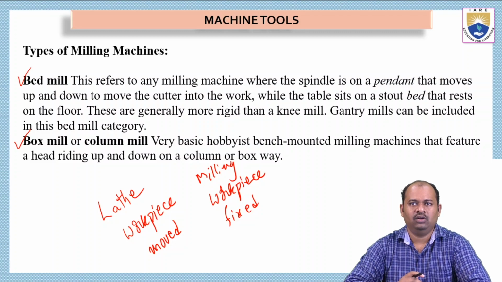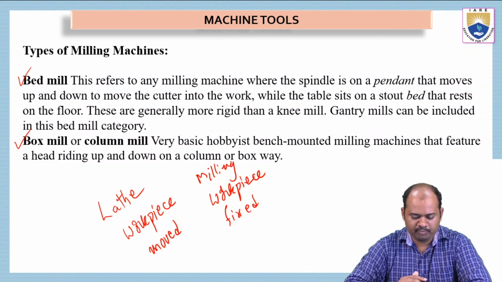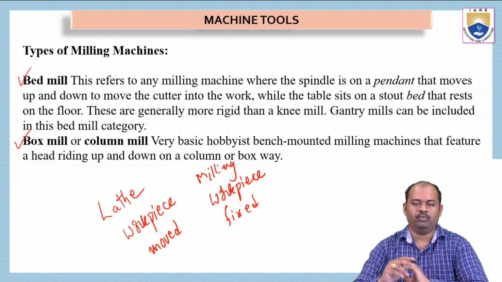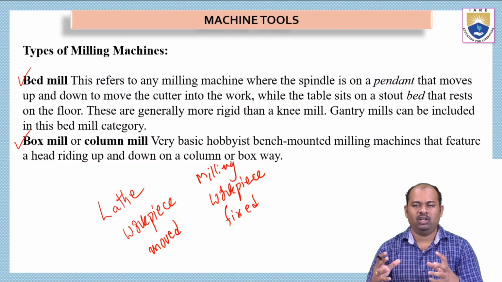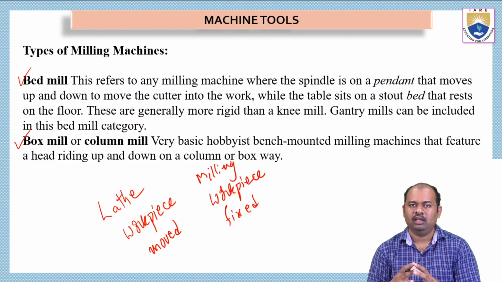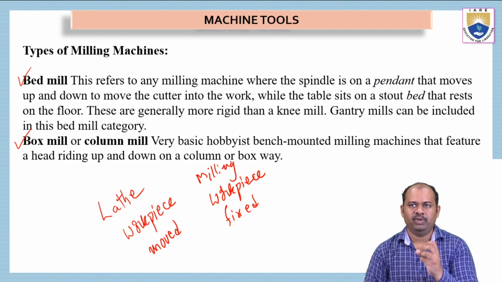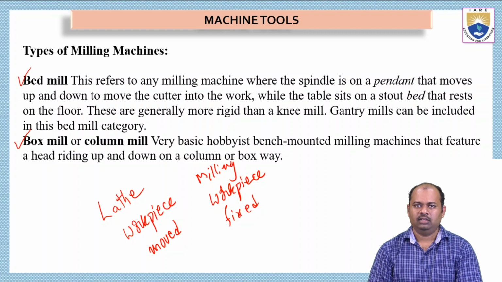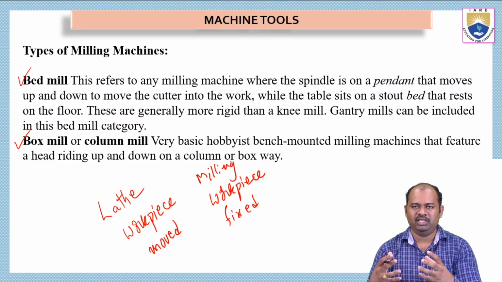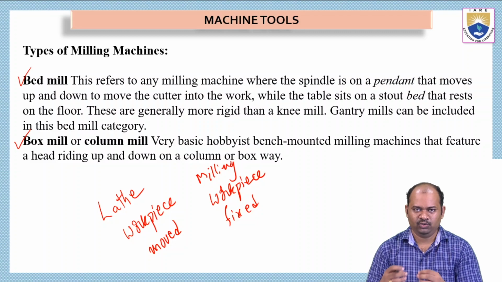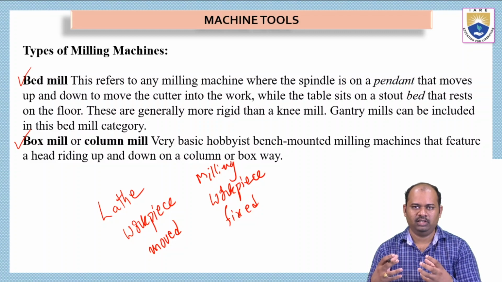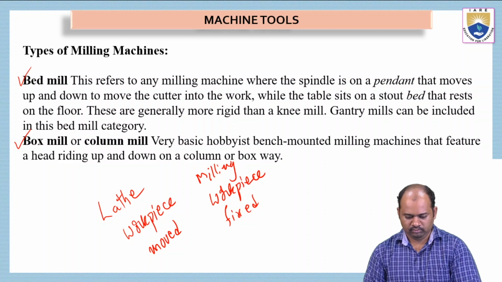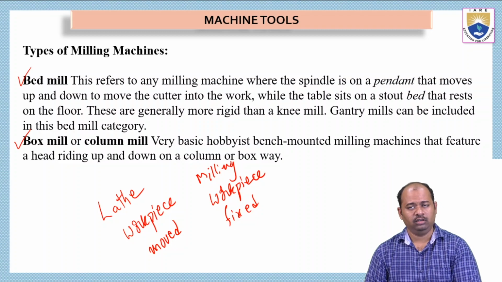These are hobbyist bench mounted milling machines that feature a head riding up and down on a column or box way. So box mills or column mills are very compact milling machines which can be mounted anywhere, on a bench. They are very small, and they can be used to do small operations depending on the size of the workpiece. So they come under box mill or column mill milling machines.